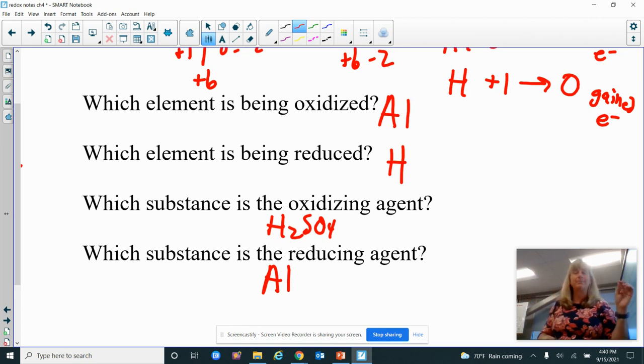Unlike double replacement, in double replacement, there is no oxidation reduction. And so whatever the charges are on the reactant side, those elements have the same oxidation number or charge on the product side. Okay, so double replacement, no oxidation reduction, but all the other kinds of reactions have oxidation reduction.